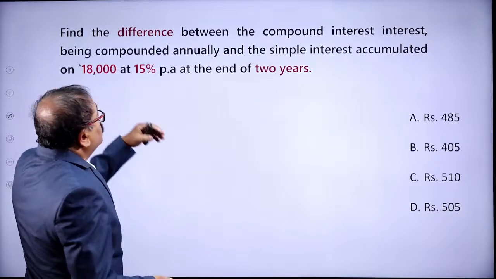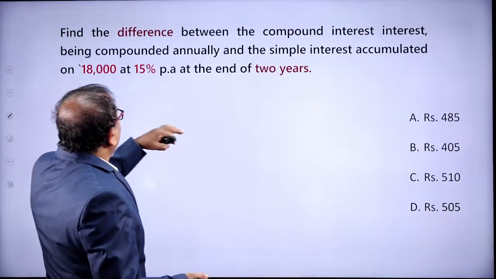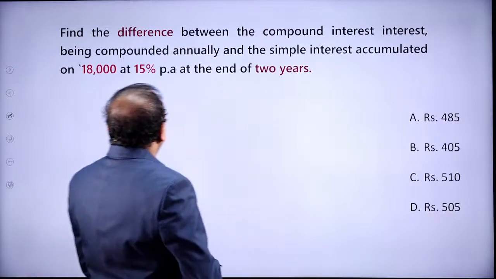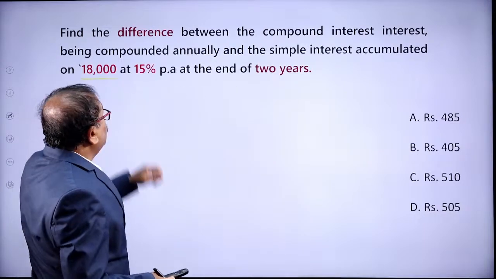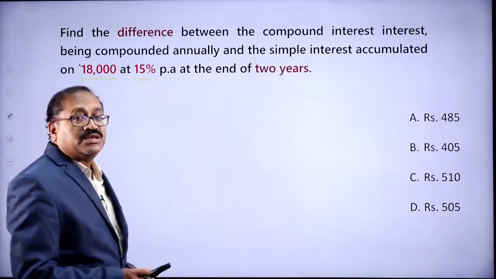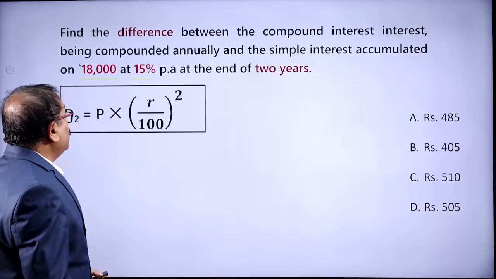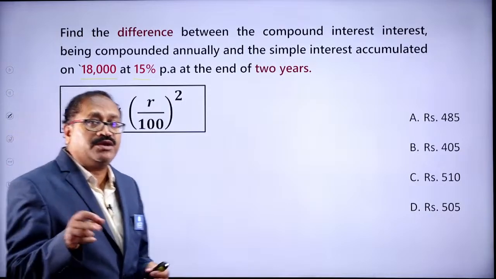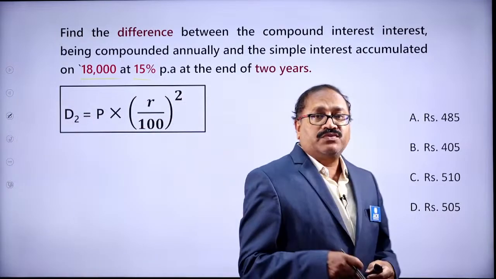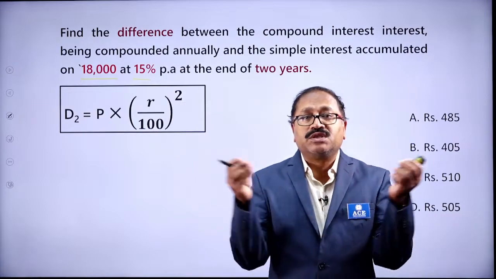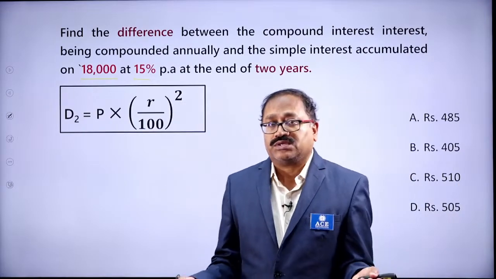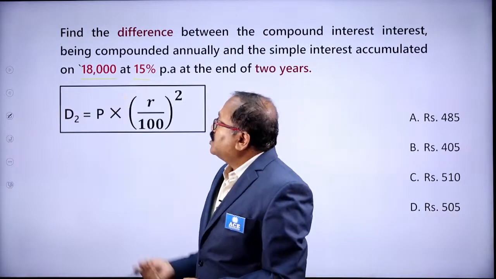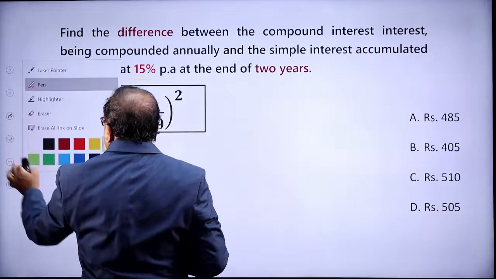So we are talking about this particular question, where it is talking about the difference. Find out the difference between simple interest and compound interest, where the principal is 28,000 and the rate of interest is 15%. For that we use this formula: difference is equal to P into (R by 100) to the whole power 2. Once we know this formula, it is universally applicable for all kinds of questions, all rates and all sums. So quickly I will answer this question.